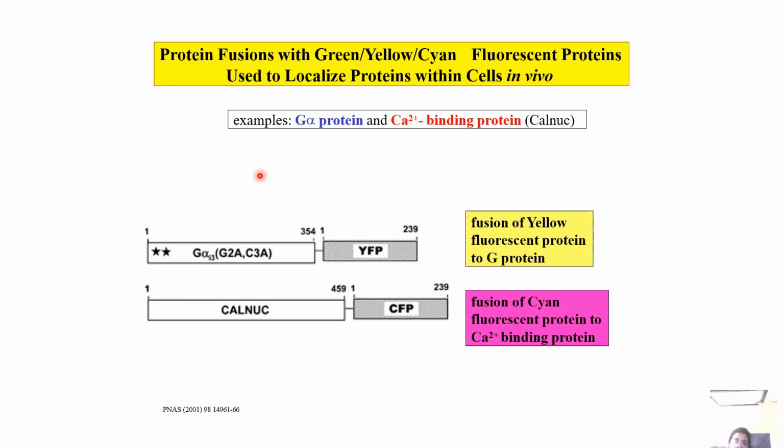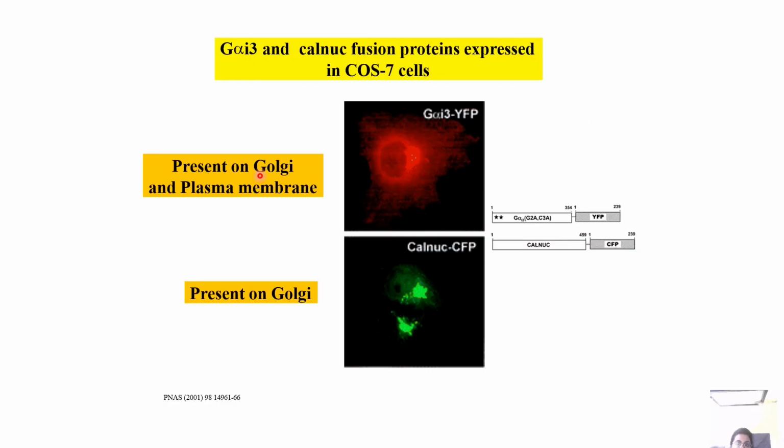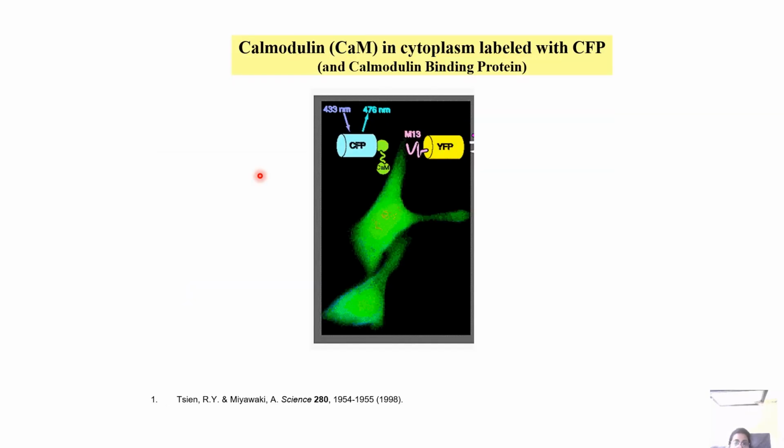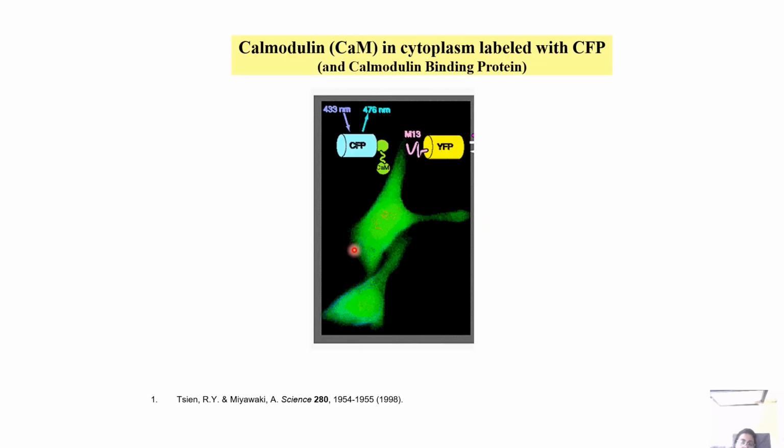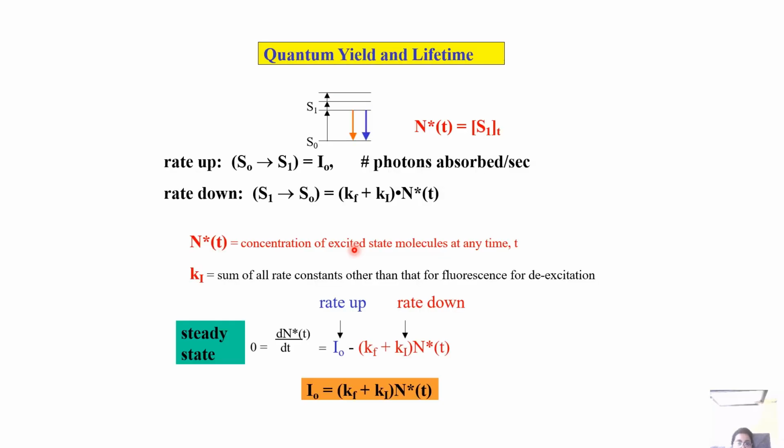So here a protein of interest can be fused with different fluorescent proteins, and it is used to basically localize proteins within the cells in vivo. For example, a protein present on Golgi and plasma membrane is labeled with YFP, calnexin is labeled with cyan fluorescent protein. Similarly, calmodulin in the cytoplasm is labeled with CFP.